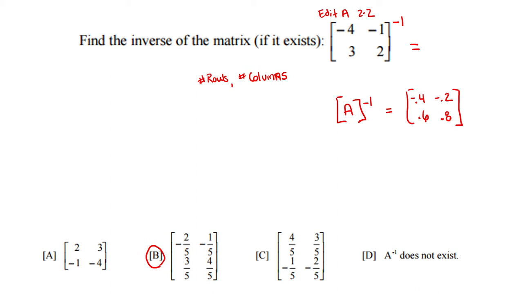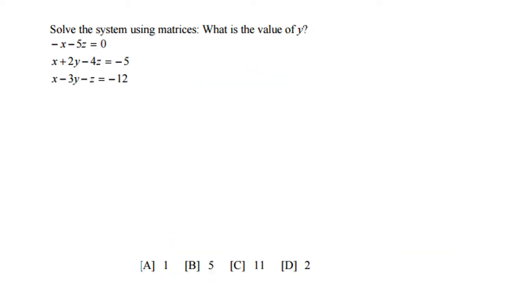Okay? Another question on your homework that might be giving you a hard time. This one says, what is the value of y? So I'm going to let you write this down. We got -x minus 5z equals 0, x plus 2y minus 4z equals -5, x minus 3y minus z equals -12.